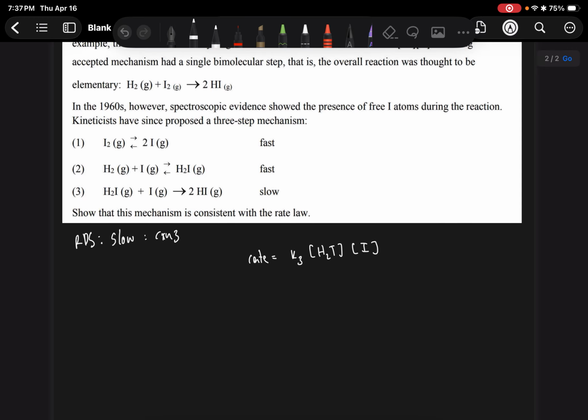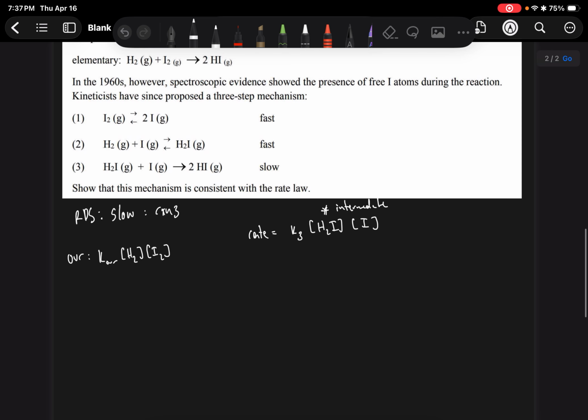Now, we need to get the original overall reaction. That's what we're trying to capture, right? But right now, as you can see, we have neither. Oh yeah, we have I. So we have I, but we need to get rid of H2I because as you can see from the overall, we don't have H2I. H2I is an intermediate. So we need to get rid of it. It's just a process of elimination by combining the other things with it. So how do we eliminate H2I?